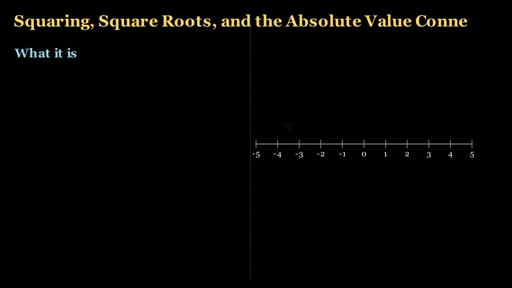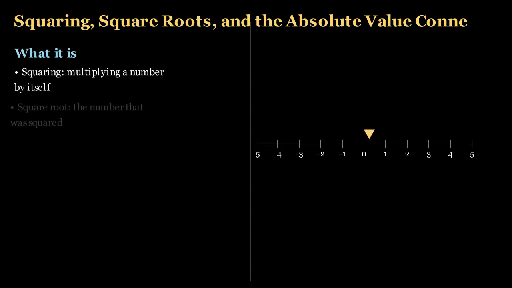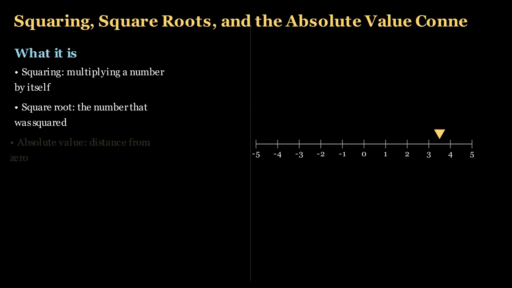Imagine you have a number, like 3. Squaring it means multiplying 3 by itself to get 9. The square root is the reverse question. What number, multiplied by itself, gives 9? That's 3. But what about negative 3? Negative 3 times negative 3 is also 9. So every positive number actually has two square roots, a positive one and a negative one.